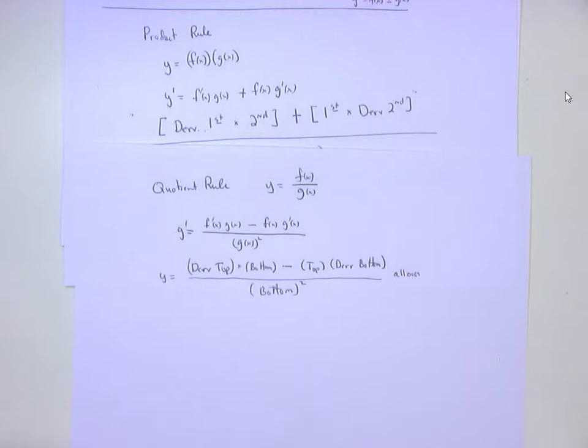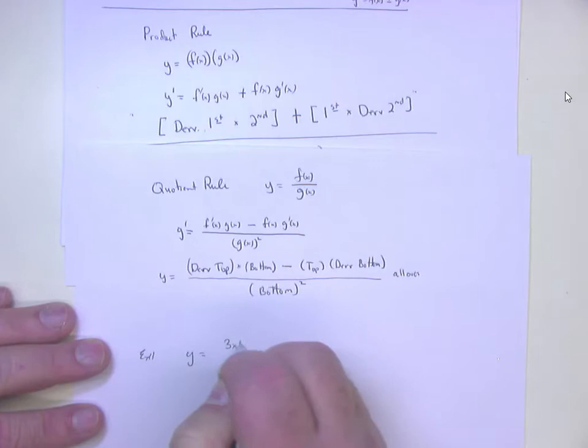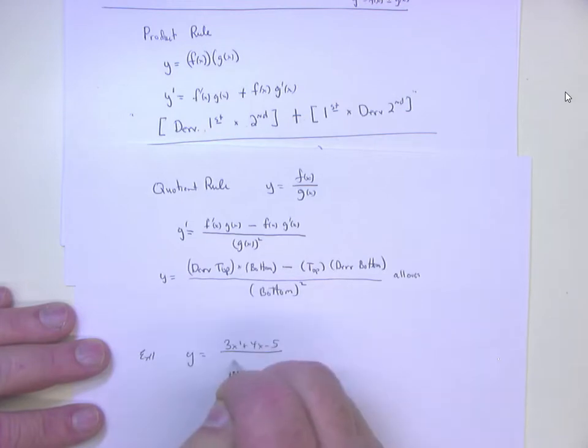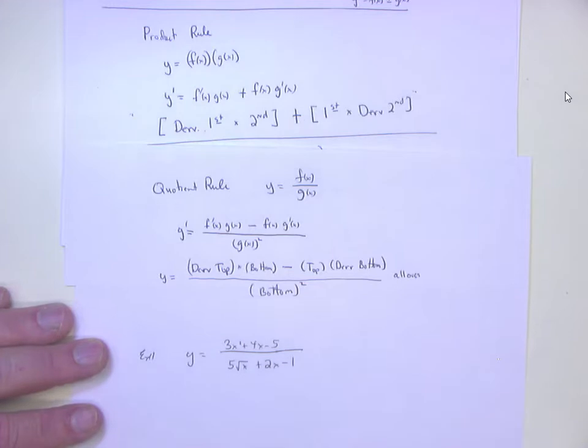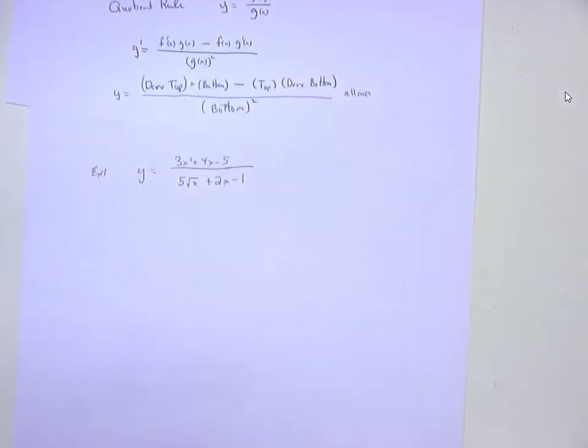So an example would be y equals 3x squared plus 4x minus 5 divided by 5 square root of x plus 2x minus 1. See, we haven't done a problem like this one before because there's no cleaning this mess up at all, because it's more than one term. The only quotients we've ever done, I even put one of these guys on the test, was divided by a single term, and you can put it under each term in the numerator.